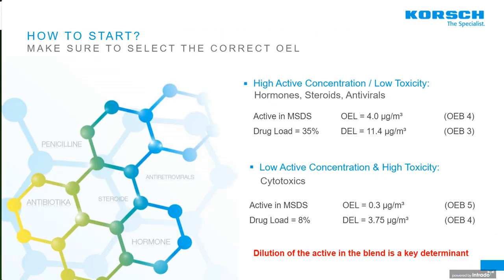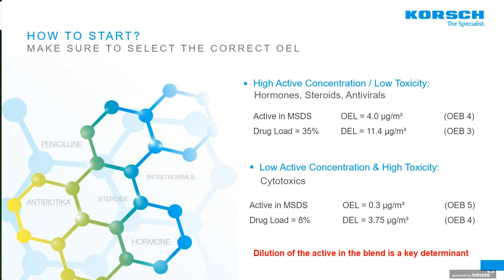Let me elaborate with a couple of examples. If we take a high active concentration that has a lower toxicity, for example, hormones or steroids, antivirals, the MSDS can reflect an OEL of 4.0 micrograms per cubic meter, but in the granulation with a drug load of 35%, the calculated DEL is 11.4 micrograms per cubic meter, which lands us in an OEB3 project requirement.